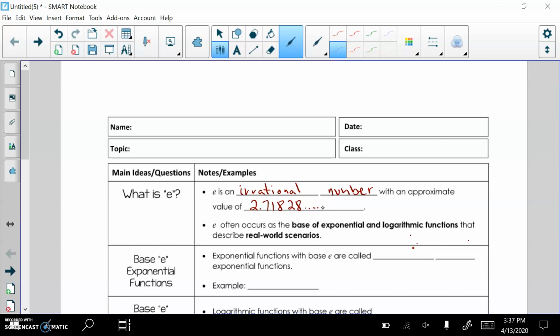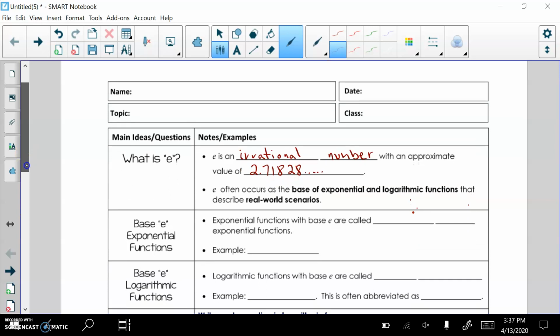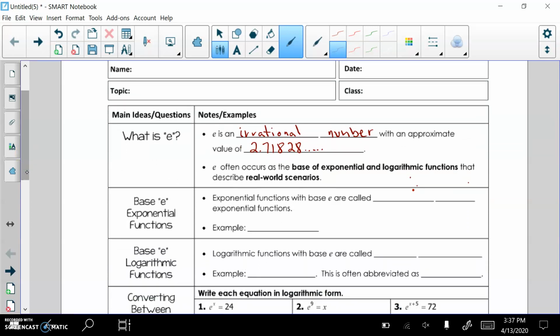Base e exponential functions are called natural base. Natural base. Example, f of x equals e, the natural base, to the x power. And as you saw Sal Khan say, e to the first power is the value of e, and that is the 2.718 that he showed how you found it.